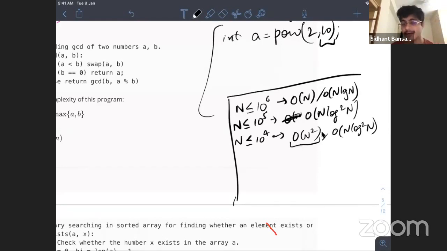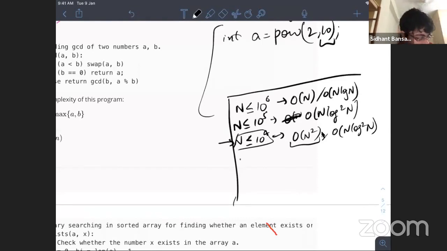If someone gives you n is 10 to the power 4, you're not really sure whether n squared will pass or not, because it might be the case that your n squared has a high constant factor because you're doing a lot more multiplication than additions compared to some other person. So maybe yours gets TLE, but someone else's passes. So most problem setters avoid giving this constraint, personally speaking.